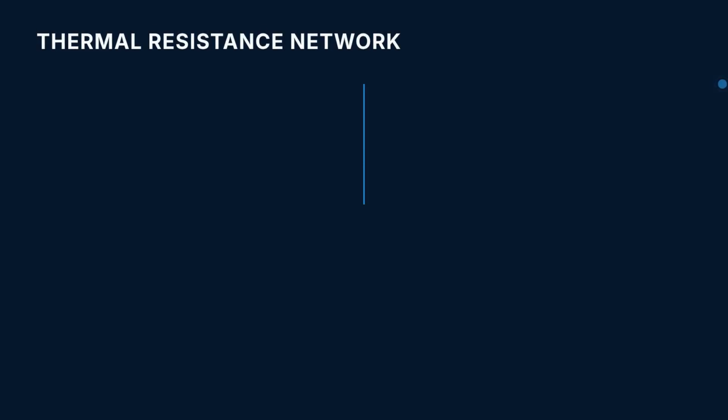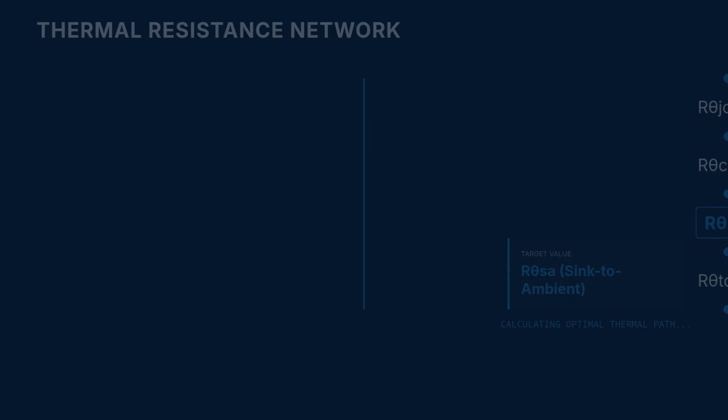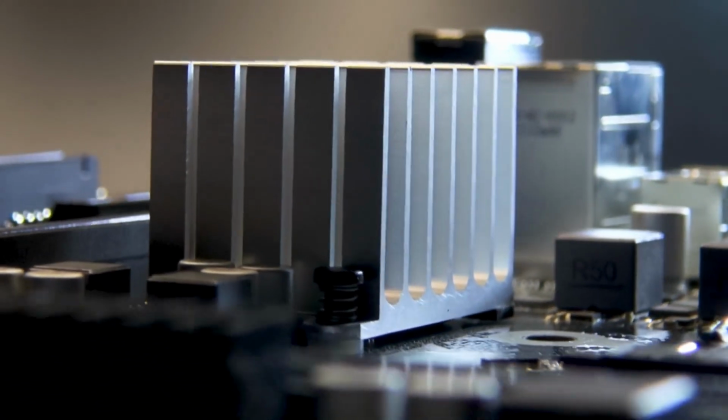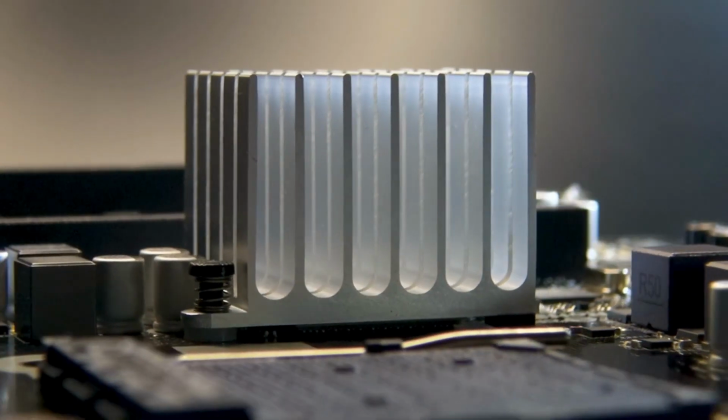The calculator determines the maximum allowable thermal resistance for your heatsink, showing you the temperature difference between junction and ambient, and the required heatsink thermal resistance value. This tells you exactly what performance specifications your heatsink must meet to keep your component within safe operating temperatures.